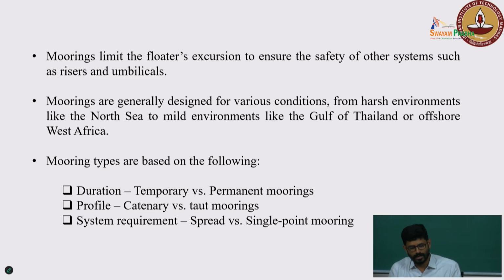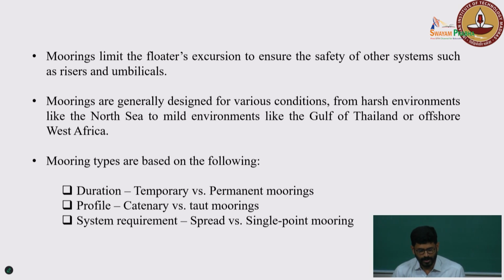So the mooring types are based on the following, and also whether you are going to have it for a shorter time or for a longer time duration, correct? And also the profile, whether you want to have a catenary mooring or a taut mooring. So it is basically an iterative process. We don't stick to any one. You start with one set of physical parameters, right? Then you iterate it.